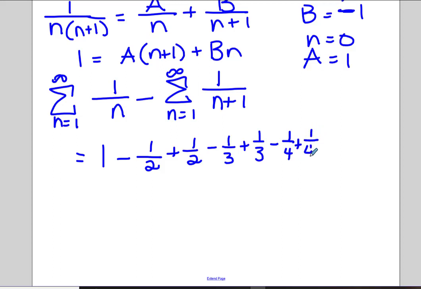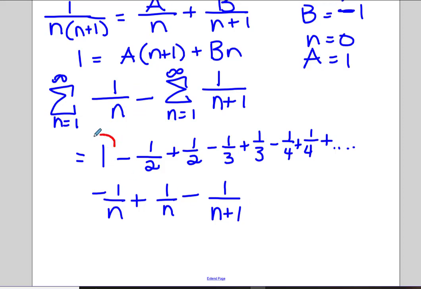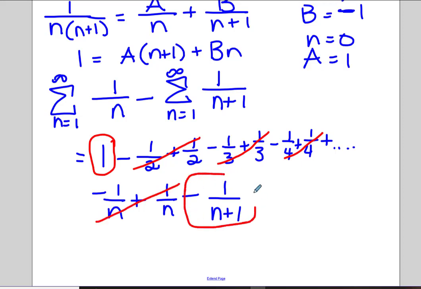So as that pattern continues along, and we get up to the -1 over n and the +1 over n, and then the next term is going to be -1 over n plus 1. So you can see what we're talking about when we talk about telescoping. This term stays, but these two add up to 0, and there's a 0, and there's a 0, and there's a 0, and then this term stays.